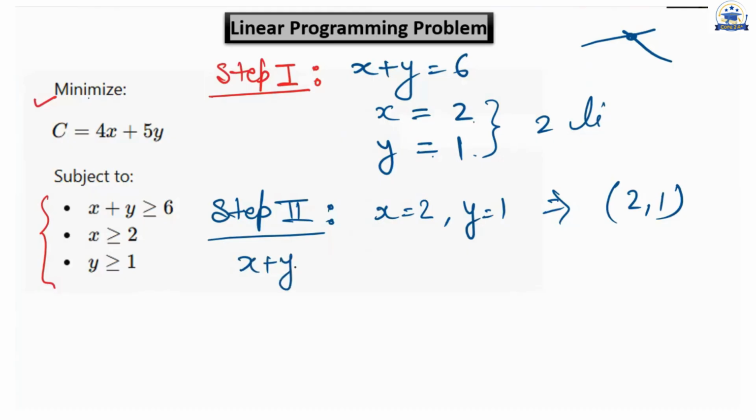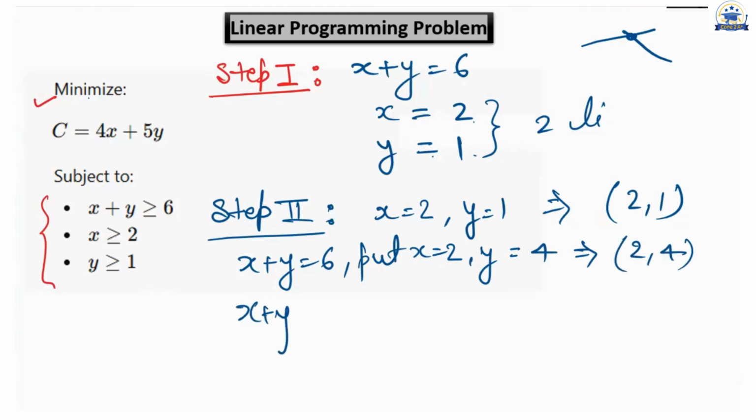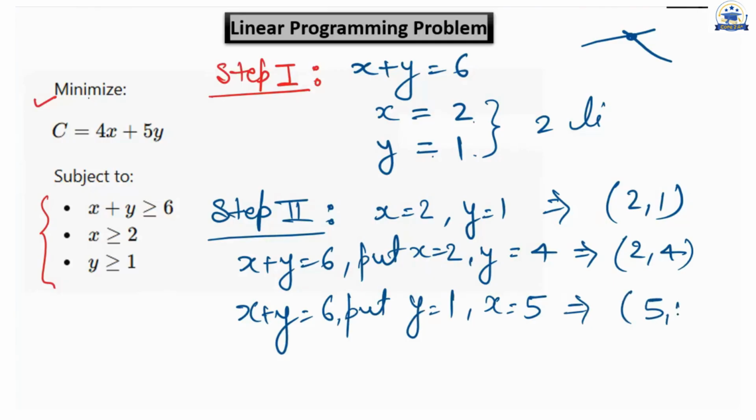The next, x plus y equals 6. First put x equal to 2 in this equation, and after that put y equal to 1. One by one we will do it. First put x equals 2. If we put x equal to 2, y would be how much? 4. Then the coordinate is 2, 4. In the same equation, if we put y equal to 1, then the value of x would be 5. And the coordinates would be 5, 1. Again, we got 3 corner points. It means it would be a triangle shape, right? When we plot this on graph paper, we will get a triangle.